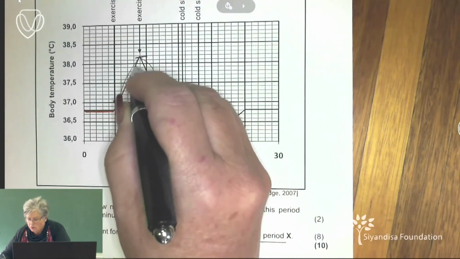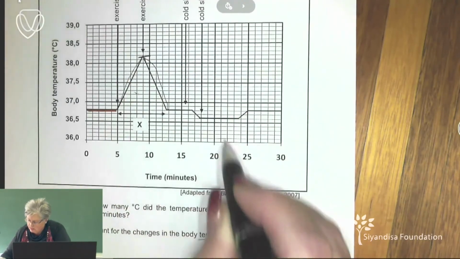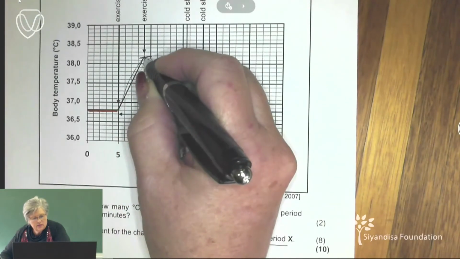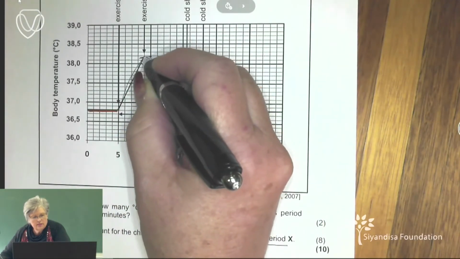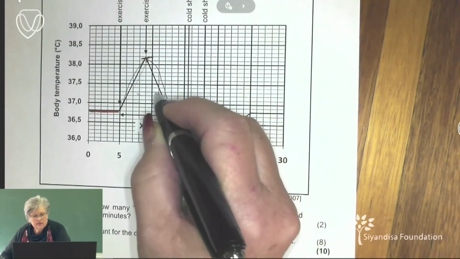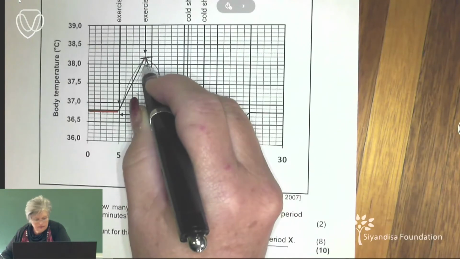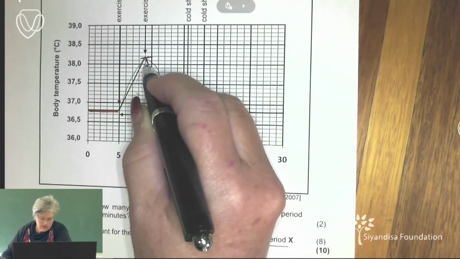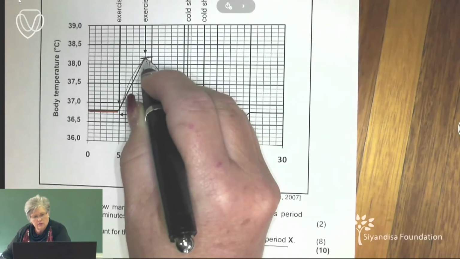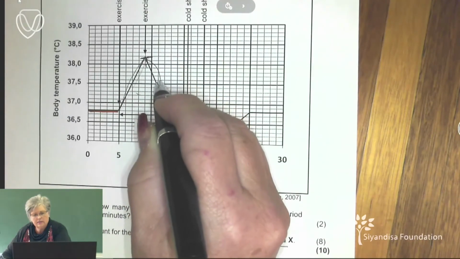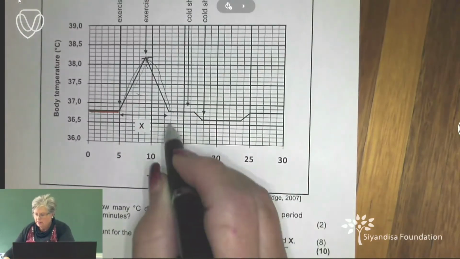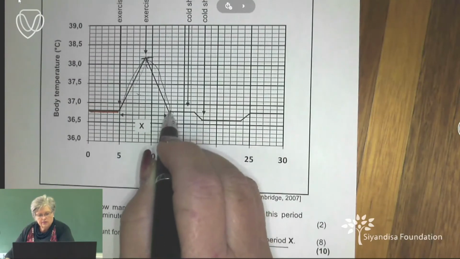So what would have happened here? Account for the changes is because of exercising. The body got more heated, the metabolism went up. How did it end? The medulla of the hypothalamus was stimulated when the body temperature was high. It stimulated the blood vessels to dilate. The blood vessels dilate, and more heat was lost.